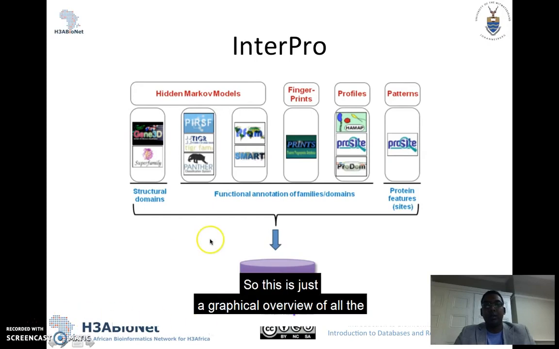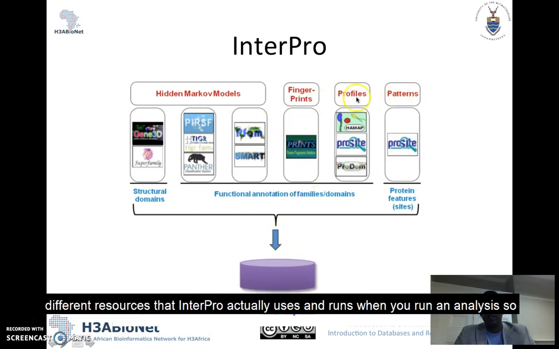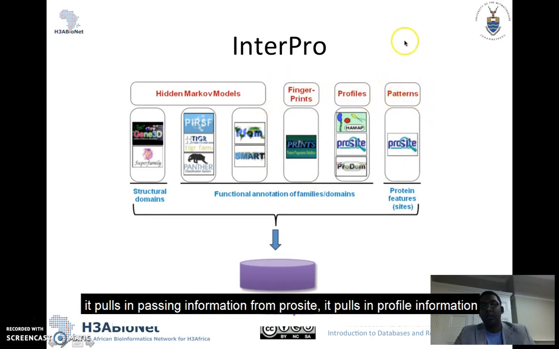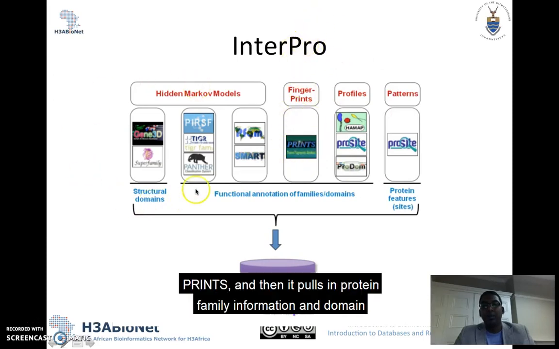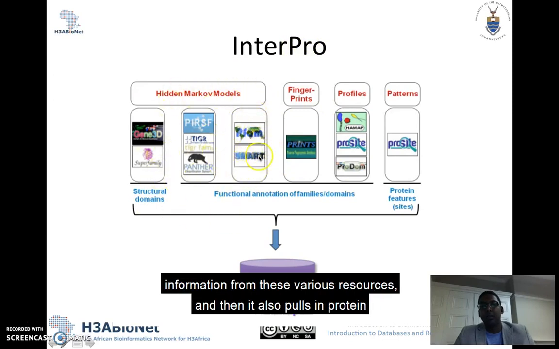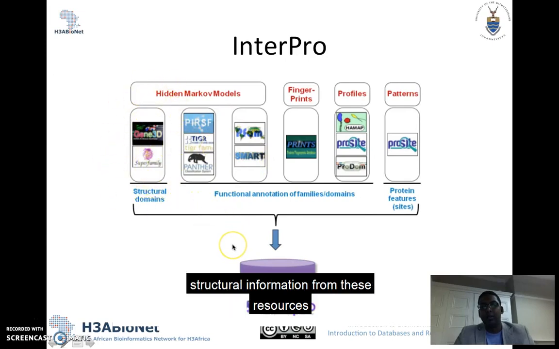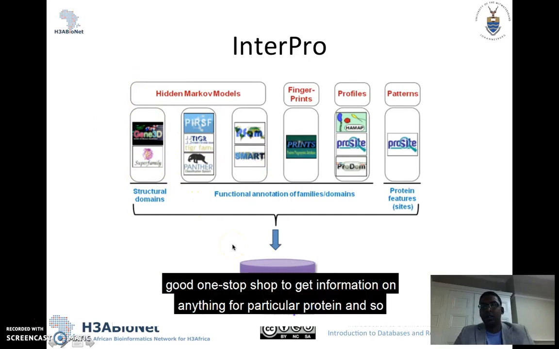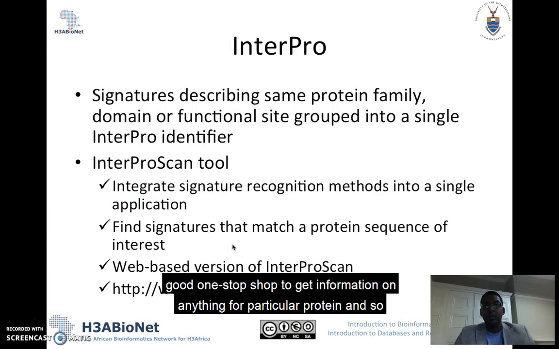So this is just a graphical overview of all the different resources that InterPro actually uses and runs when you run an analysis. It pulls in pattern information from PROSITE, it pulls in profile information from these various resources, it pulls in fingerprint information from PRINTS, and then it pulls in protein family information and domain information from these various resources, and it also pulls in protein structural information from these resources. So you can see that it's a good one-stop shop to get information on anything for a particular protein.